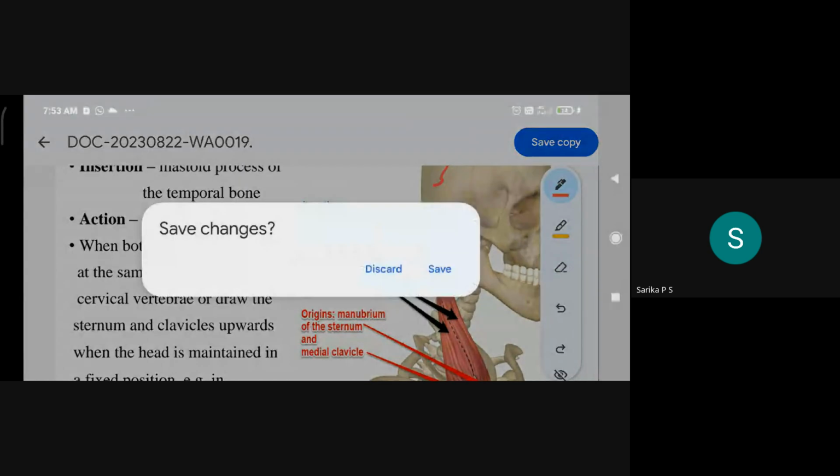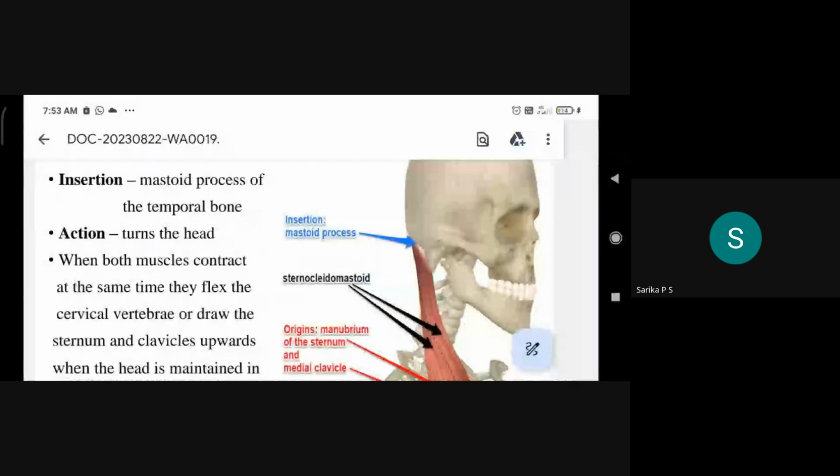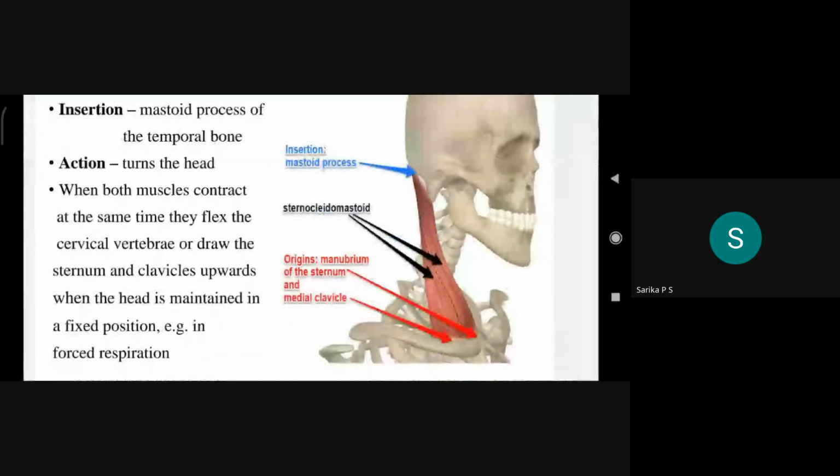Now, the action of this muscle is that it turns the head. When we are turning our head from left to right or to any side, this muscle is acting. When both muscles contract at the same time, they flex the cervical vertebrae or draw the sternum and clavicles upward when the head is maintained in a fixed position.